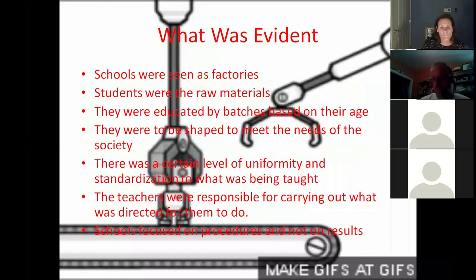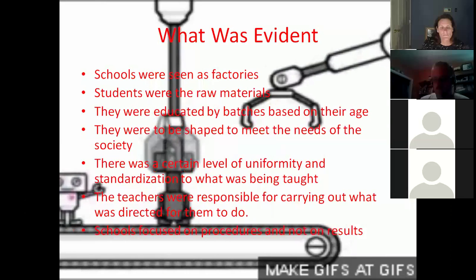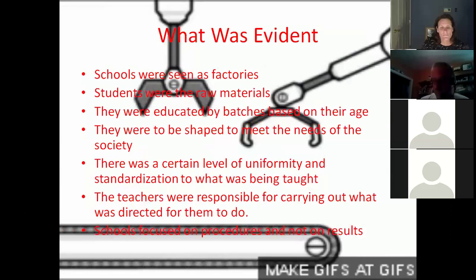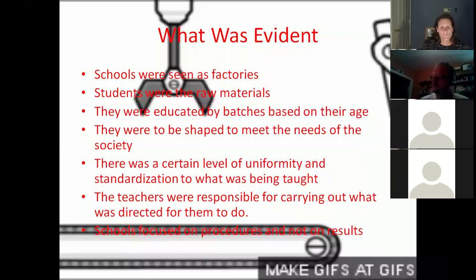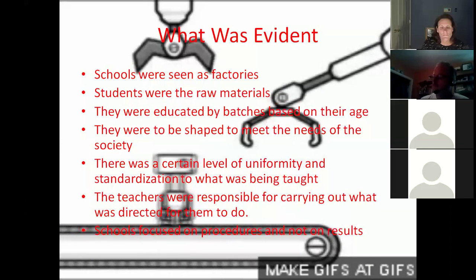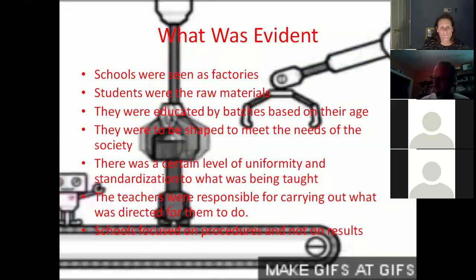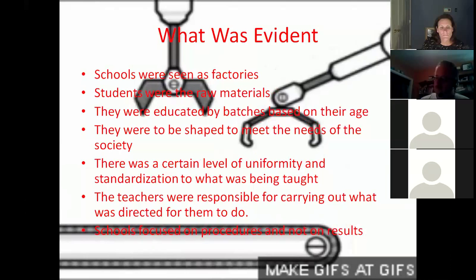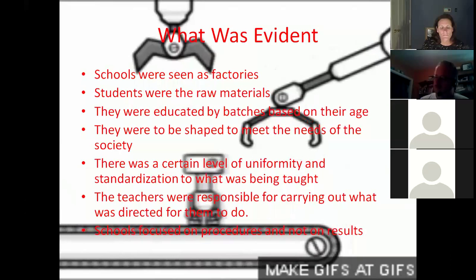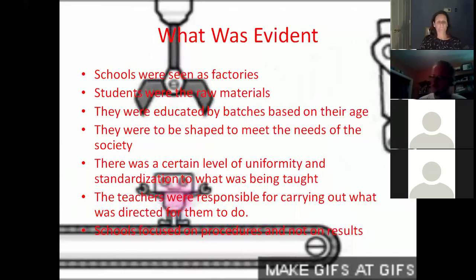They were to be shaped to meet the needs of the society. So it was more of, to an extent, we're doing the same thing now, but it's a different perspective, and I'll talk about that in a second. There was a certain level of uniformity and standardization as to what is being taught for everybody, and teachers were just seen as being responsible to just carry out whatever they were directed to do. So like the video said, schools were focused on procedures and not necessarily on results.